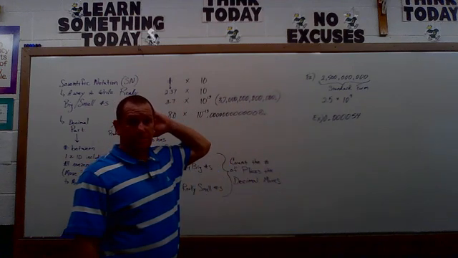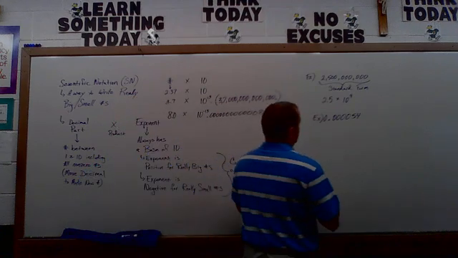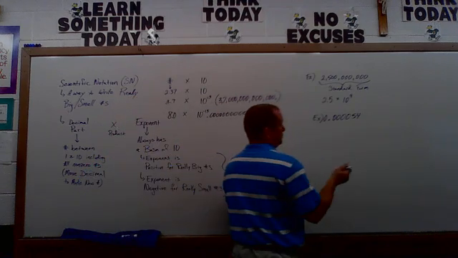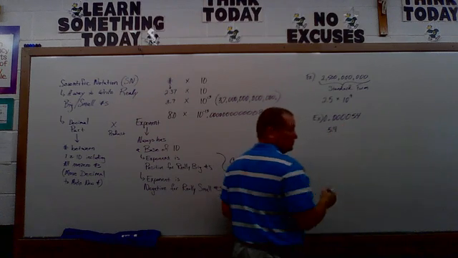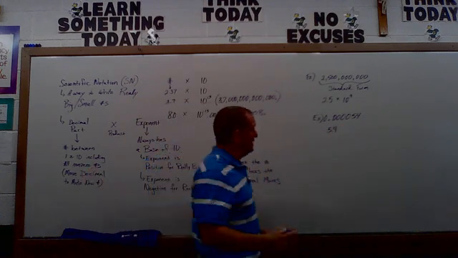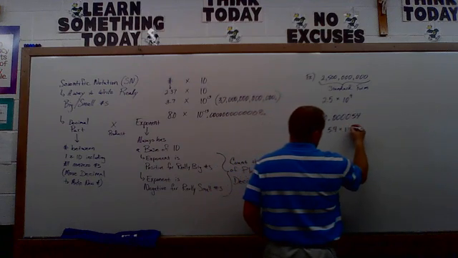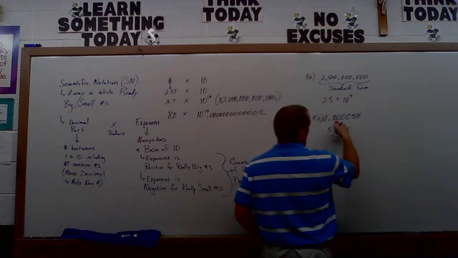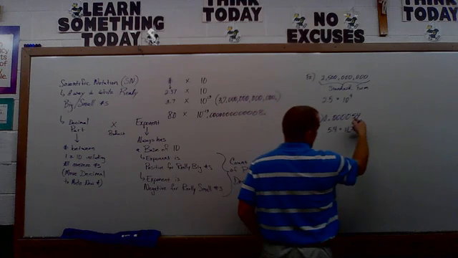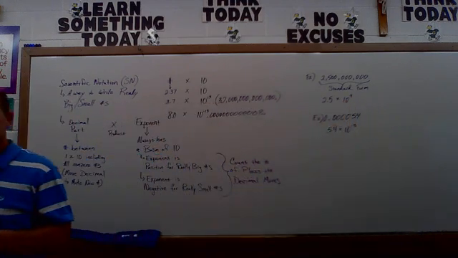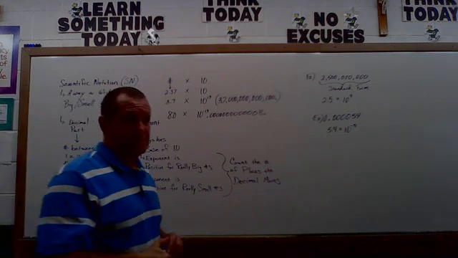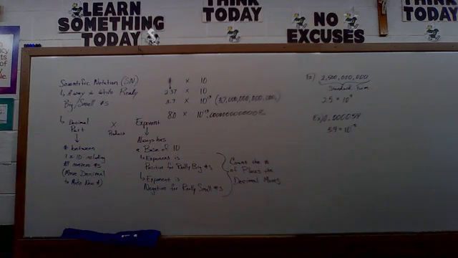Everybody got an answer? So, decimal part. What would we say? 5.4, right? It's got to be between 1 and 10, times 10 to the negative... 1, 2, 3, 4, 5. Perfect. To the negative 5th. Any questions? Piece of cake, right?